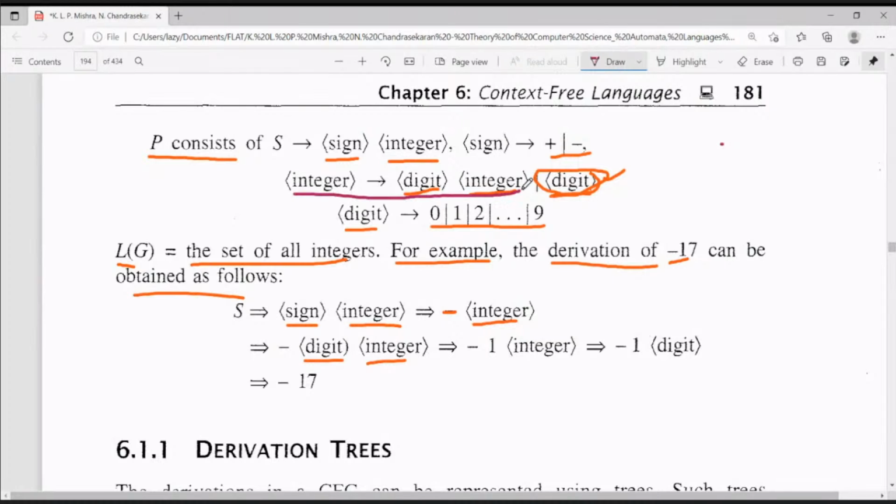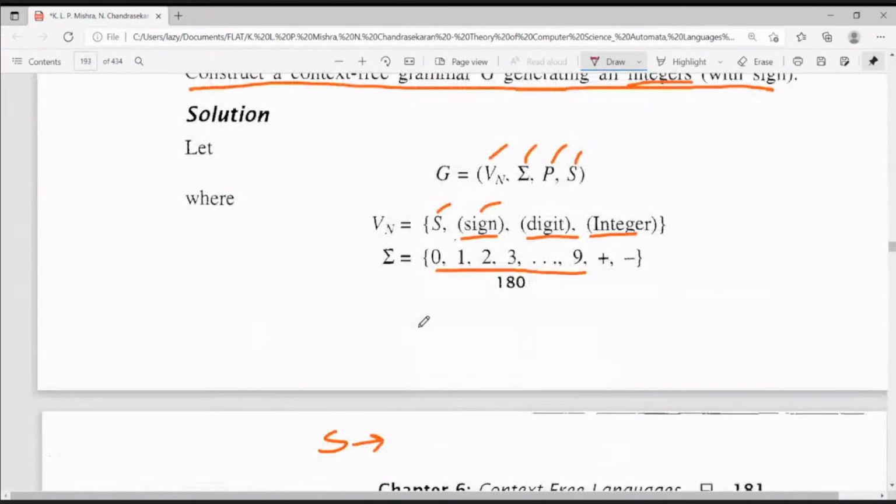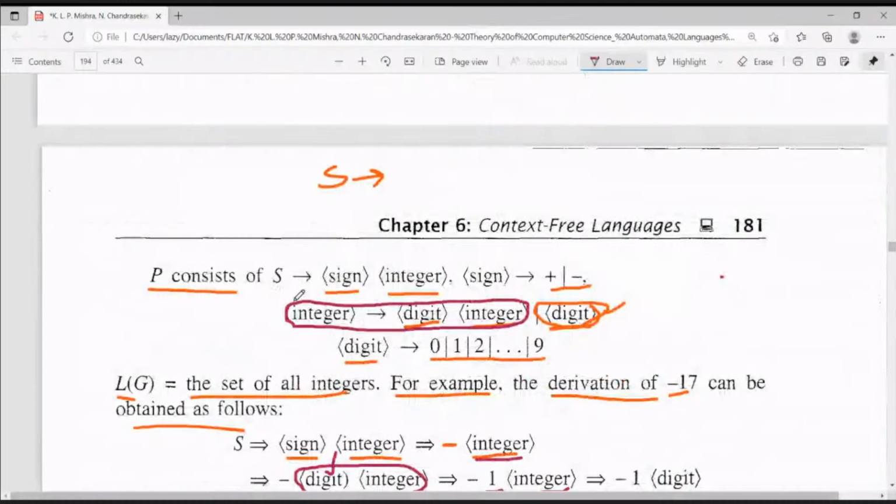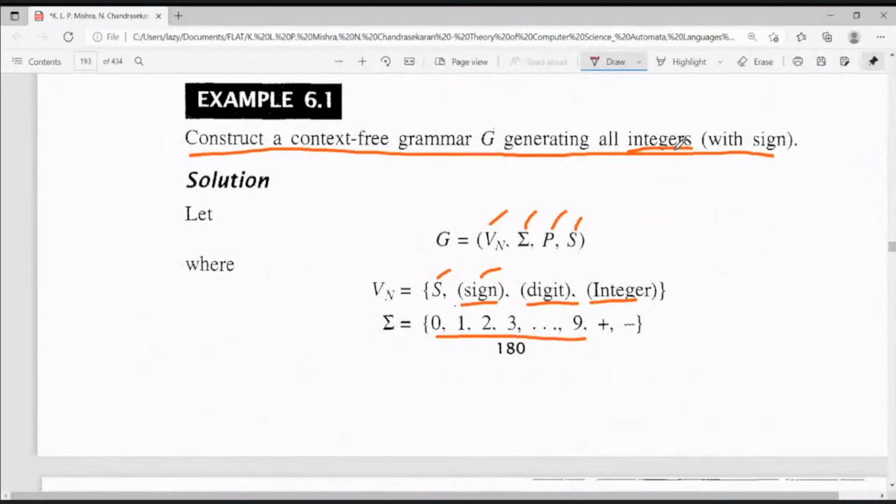So you can apply this rule. Integer can be replaced by this digit integer, and then this digit can be replaced by 1, and this integer can be replaced by digit, and digit can be replaced by 7. So you'll get this minus 1 7. So this is how, as you can see, is the grammar basically for producing all the integers.